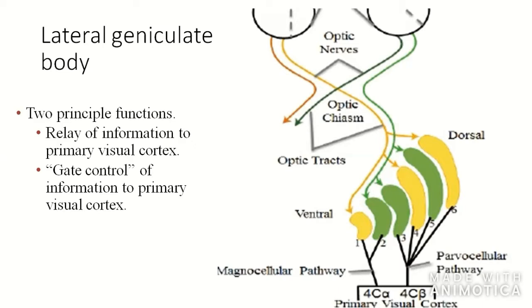Then again, layers 1 and 2 of the lateral geniculate body form the magnocellular pathway, and layers 3, 4, 5 and 6 form the parvocellular pathway. This M pathway terminates in layer 4C alpha of the primary visual cortex, and the parvocellular pathway terminates in layer 4C beta of the primary visual cortex.